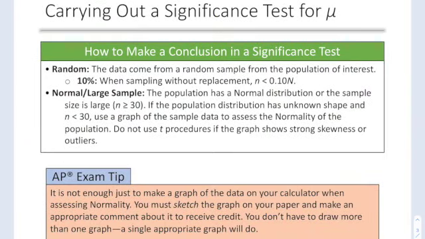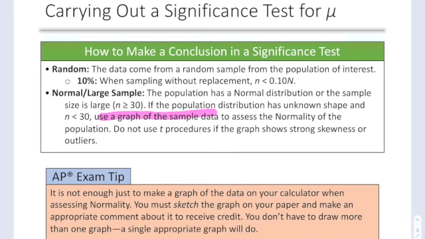So for significance tests for means, our conditions are the random condition and 10% condition, the same as from proportions. But instead of having that large count condition, we have that normal/large sample. That's where if we know that the population distribution is normal or the sample size is greater than or equal to 30, then we know the sampling distribution is normal. However, if the population distribution is unknown and the sample size is less than 30, then we need to use a graph of the sample data to assess the normality of the population. We do not use t procedures if the graph shows strong skewness or outliers.